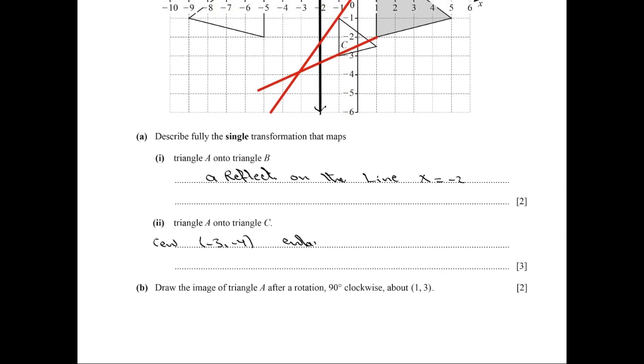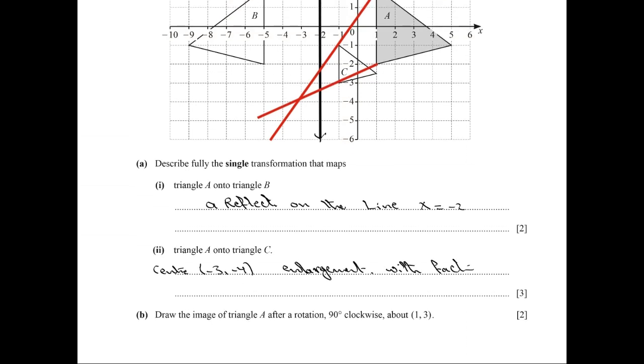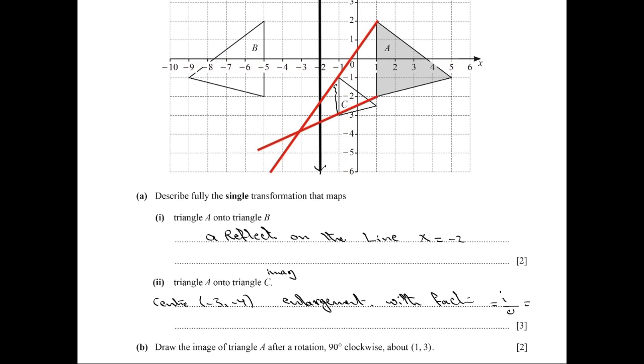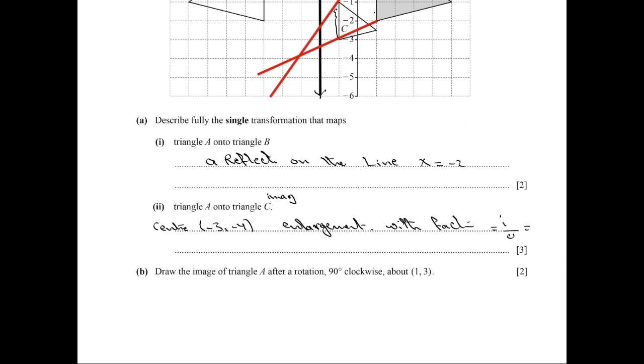With enlargement center -3, -4, enlargement with factor. A onto C, C is the image. The factor is equal to image over original. Image is equal to 2 units, but the original is 1, 2, 3, 4 units. So the ratio of enlargement is equal to 2 over 4, which is equal to half.